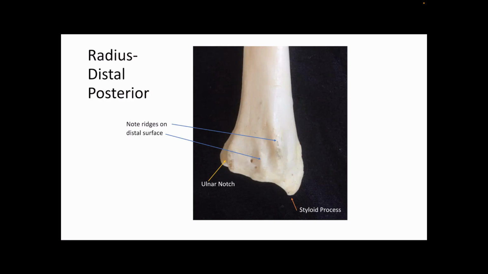From the back, that distal surface is no longer smooth, it's ridged. Those ridges serve as tracks for the extensor tendons of the wrist and fingers. You can still see the styloid process extending laterally and the ulnar notch medially.